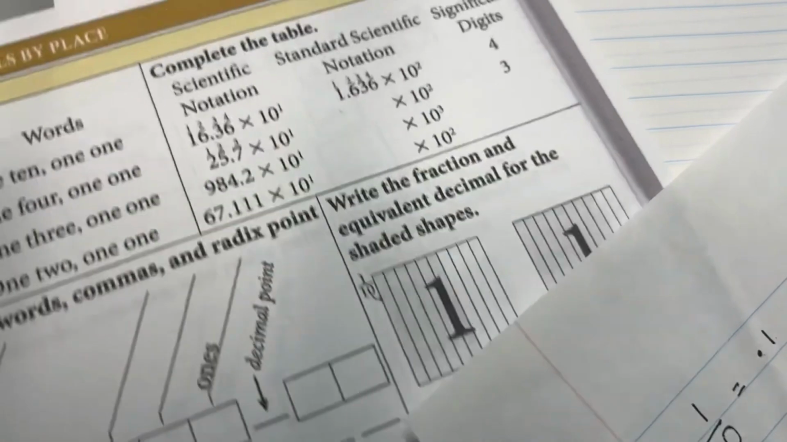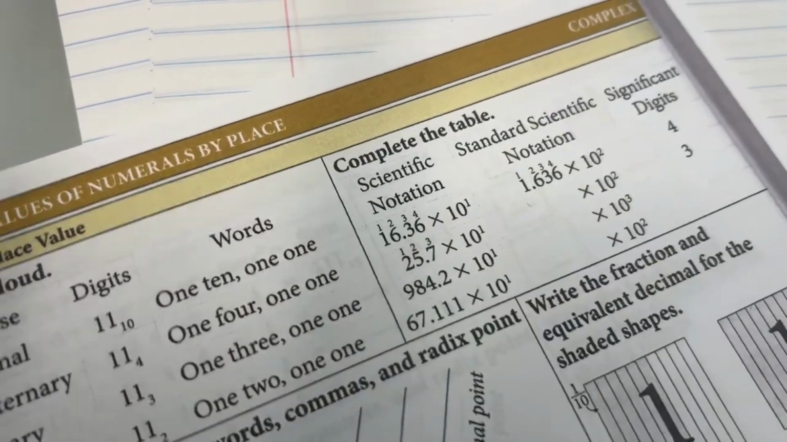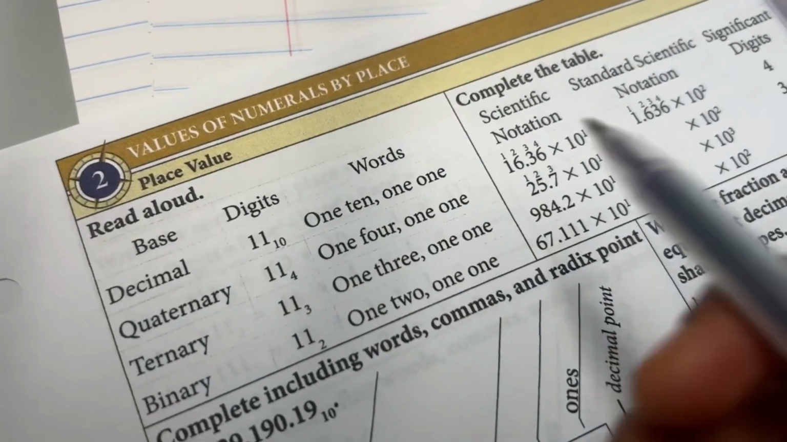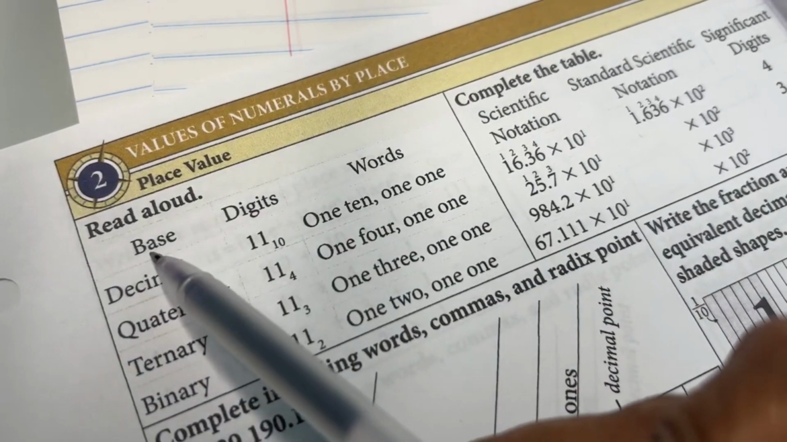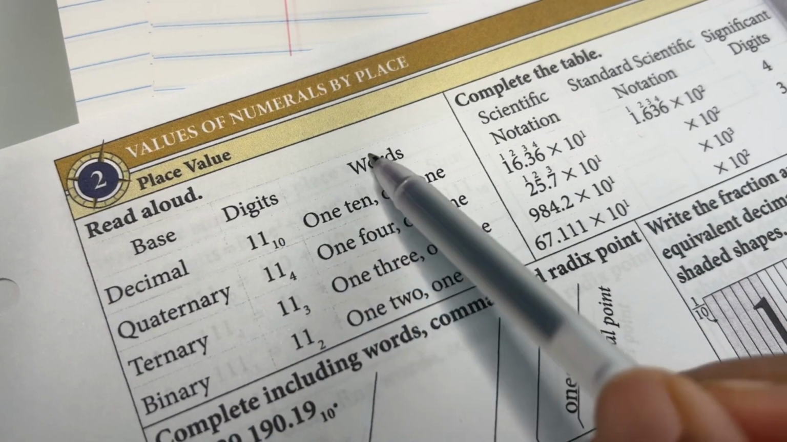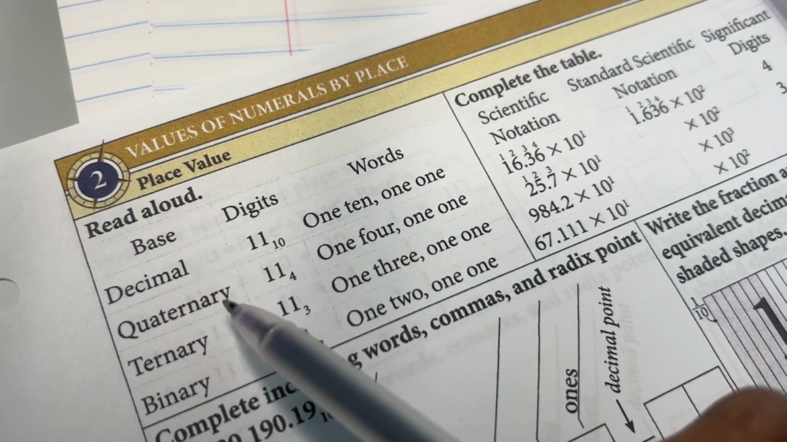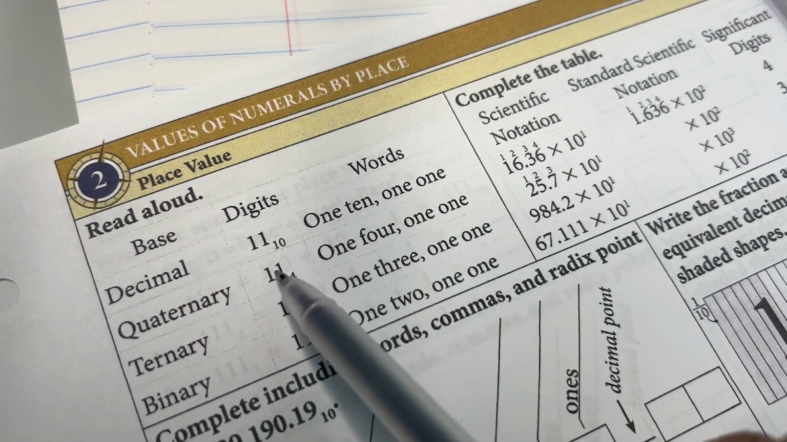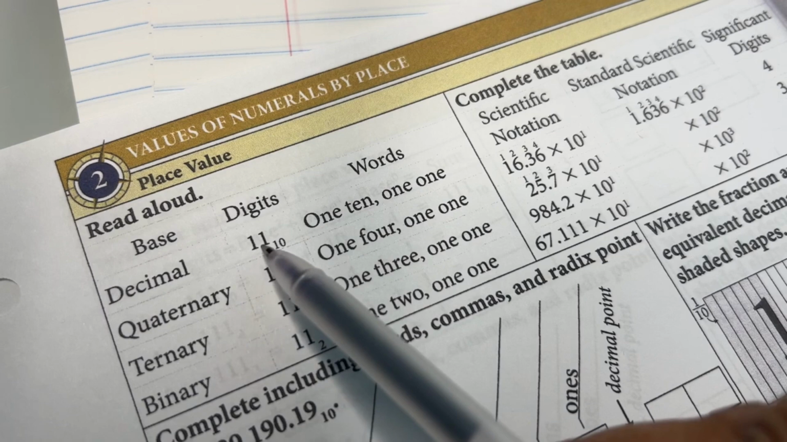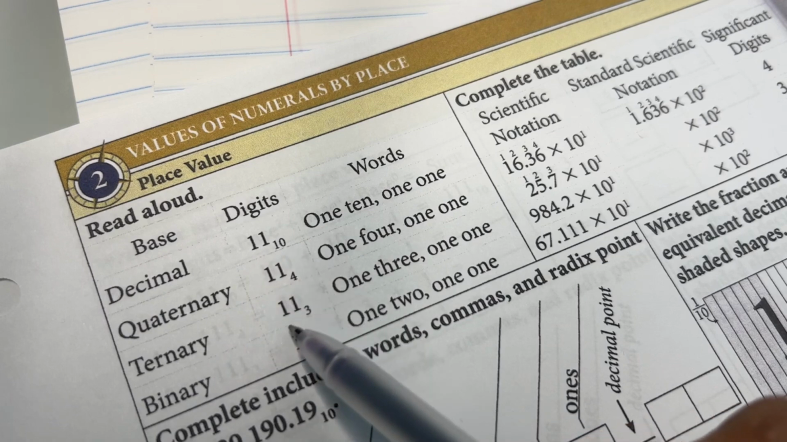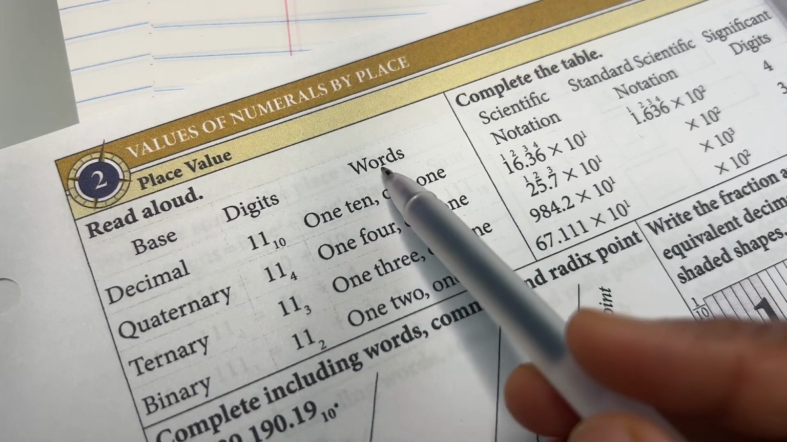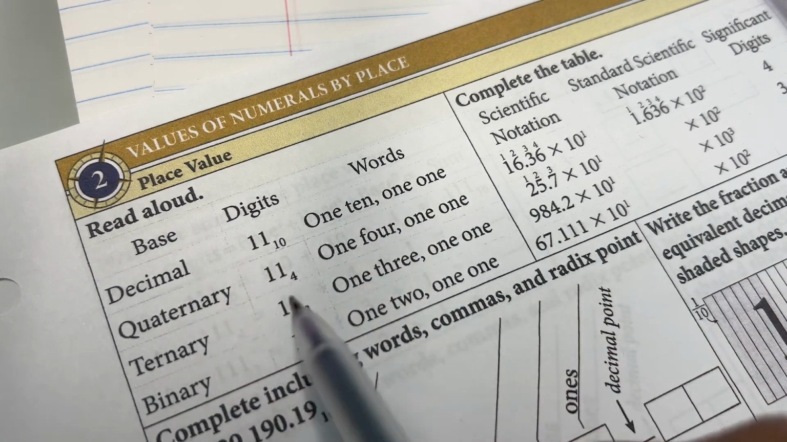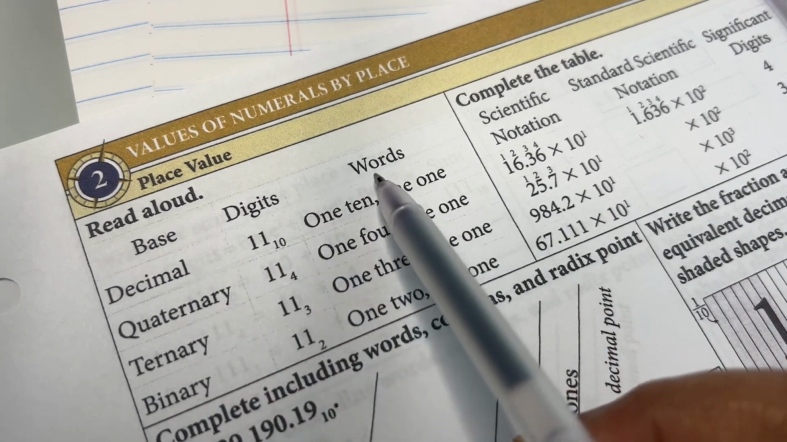on to page 11. So on page 11, we're here, place value, read aloud. You have a column called base, and then you have digits and you have words. Base, you have decimal, quaternary, ternary and binary, and here are your digits. You have 11 to the base 10, 11 to the base 4, 11 to the base 3, and 11 to the base 2, okay? And the words, I'm sorry, I shouldn't have said 11, I should have referred to the words.